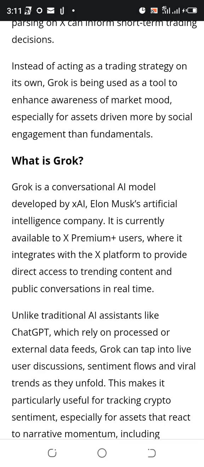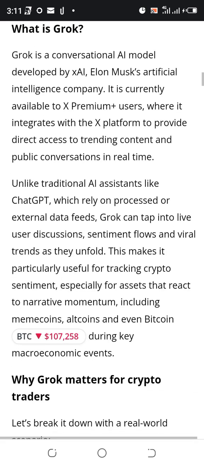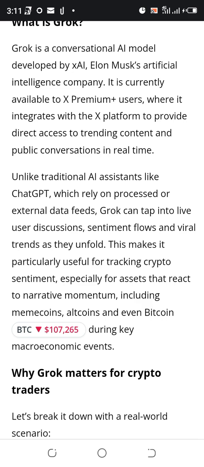What is Grok? Grok is a conversational AI model developed by xAI, Elon Musk's artificial intelligence company. It is currently available to X Premium users, where it integrates with the X platform and provides direct access to trending content and public conversations in real time. Unlike traditional AI assistants like ChatGPT, which rely on processed or extended data feeds, Grok can tap into live user discussions, sentiment flows, and viral trends as they unfold.